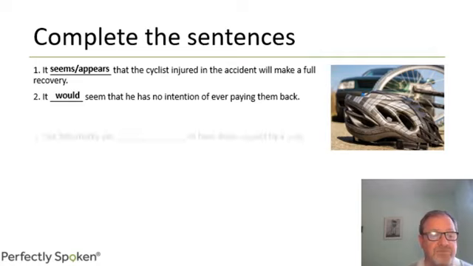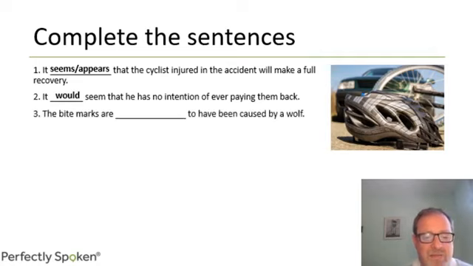Here's the next one: the bite marks are something to have been caused by a wolf. So people think that the bite marks are caused by a wolf. The bite marks are thought or believed to have been caused by a wolf.